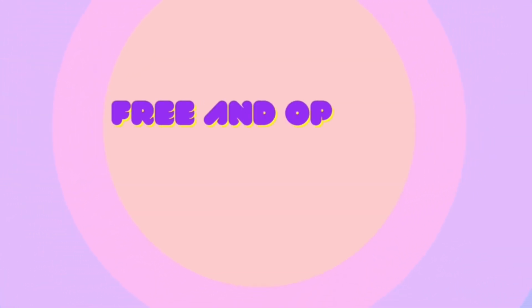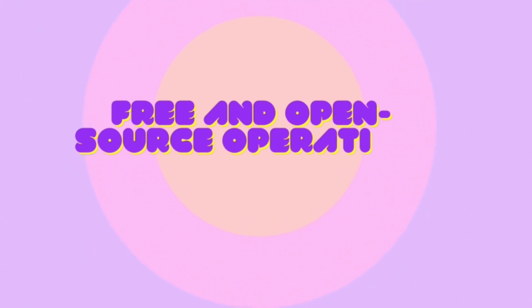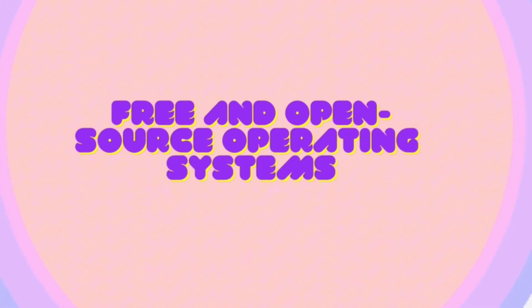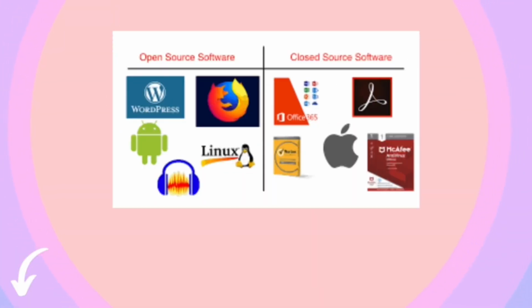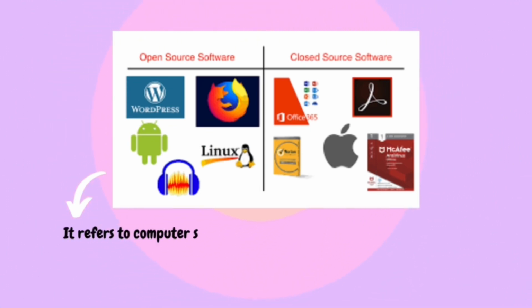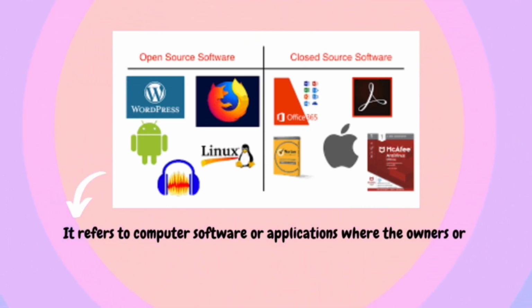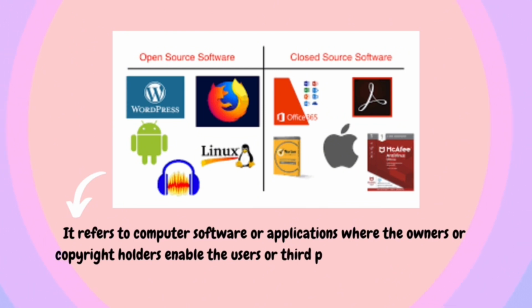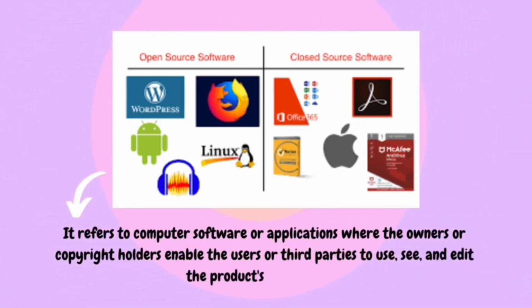And lastly, free and open source operating systems. Operating systems made available in source code format rather than just binary, closed source, and proprietary. One of the examples is Linux.